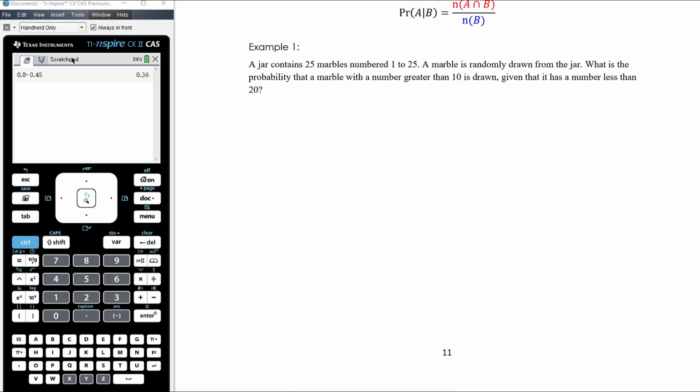A jar contains 25 marbles numbered 1 to 25. A marble is randomly drawn from the jar. What is the probability that a marble with a number greater than 10 is drawn, given that it has a number less than 20? Okay, so probability that we draw a number greater than 10, given that we draw a number that is less than 20.